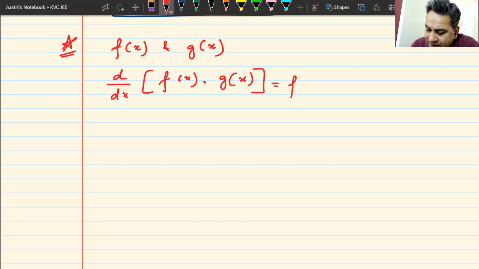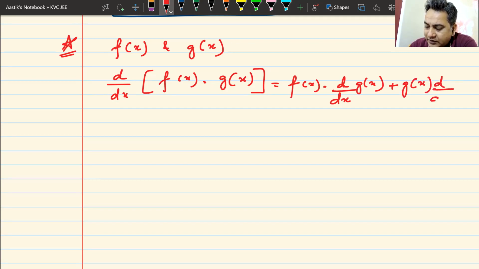I multiply the first function with the derivative of the second one. Then I add, and then I add the second function multiplied by the derivative of the first function. It is as simple as that.